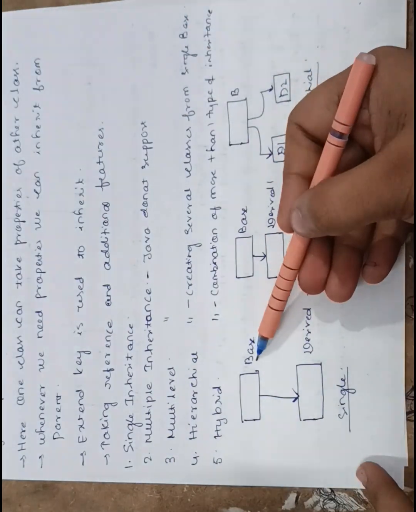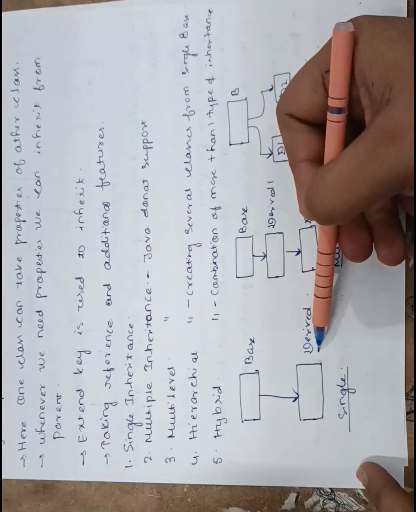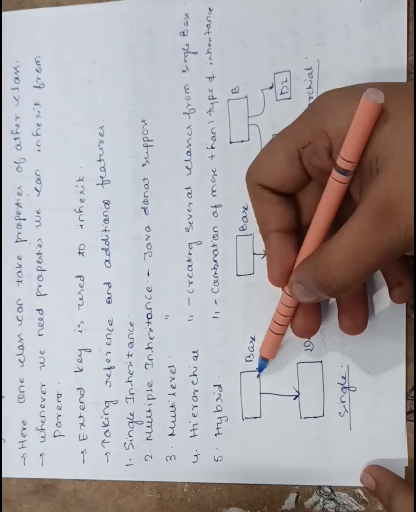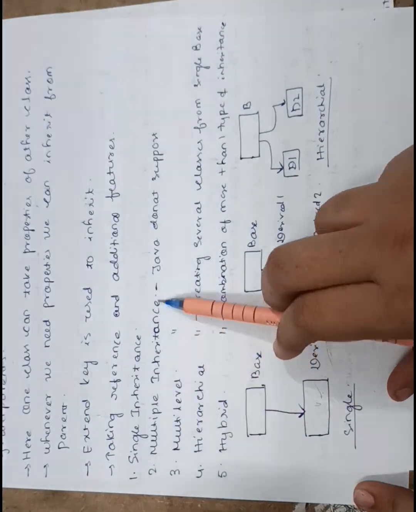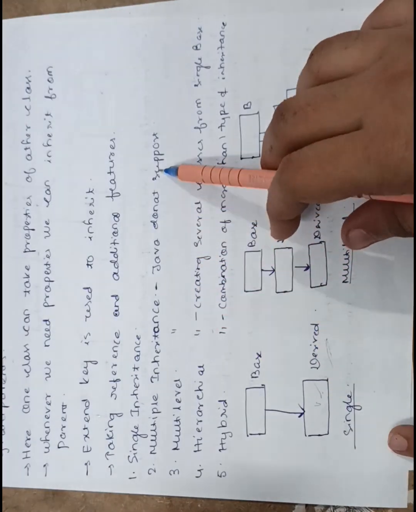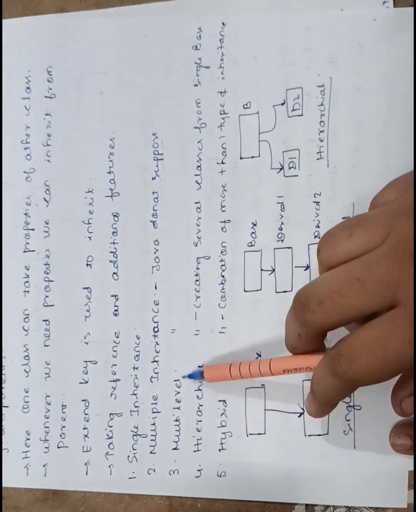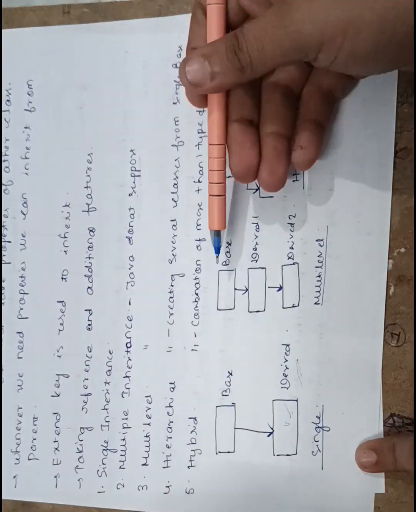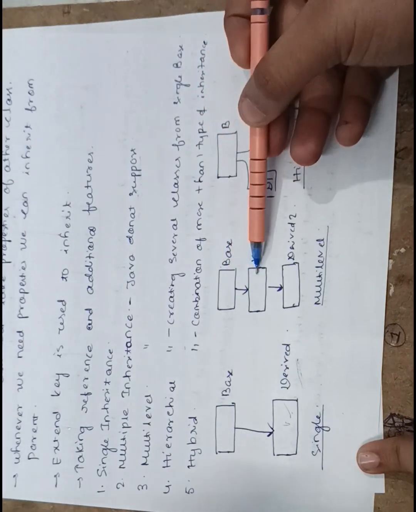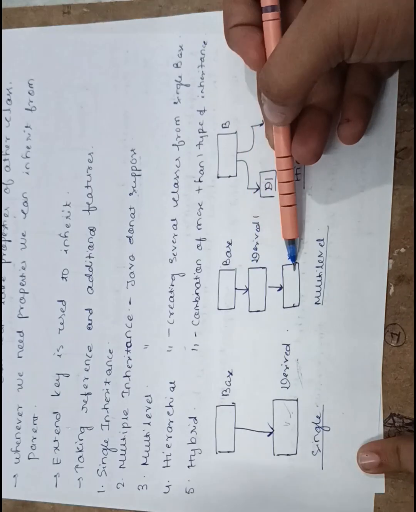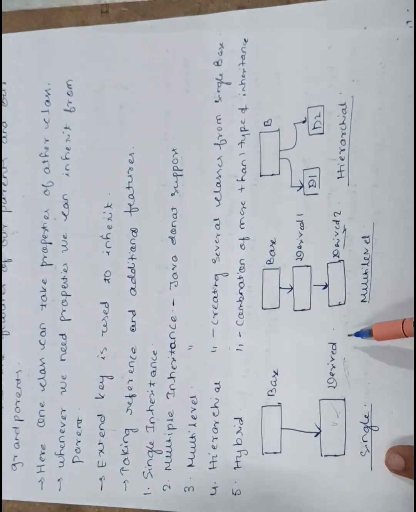Single means we can take the same example, parent and child. From the base we are inheriting and creating the derived one, taking the information from it, and that is inheritance. Multiple inheritance, Java does not support this. Multi-level inheritance means from the base we create a derived one, and this derived one again works as a base for derived 2. So level by level it goes on. That's why it is known as multi-level inheritance.